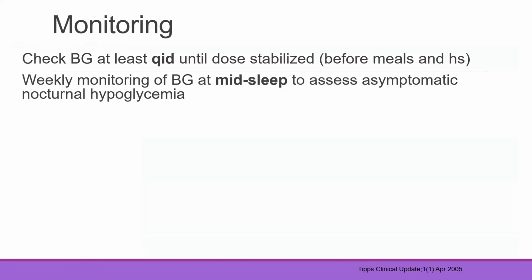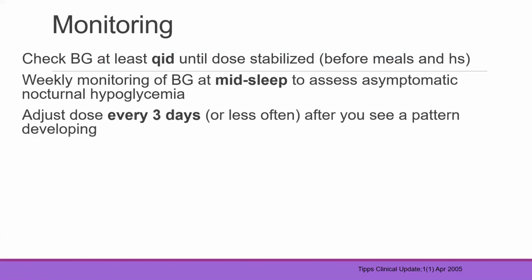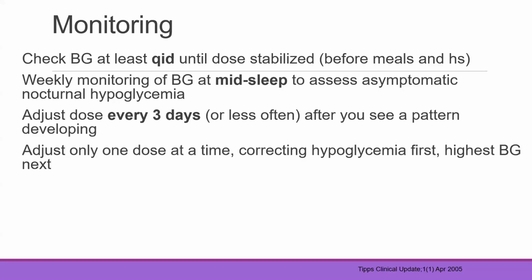it can tell us whether there is any nocturnal hypoglycemia or not, because giving a long-acting insulin can produce nocturnal hypoglycemia. We can adjust the dose every 3 days depending on the situation, or you can adjust the dose every 7 days till you find that there is a pattern developing. Adjust only 1 dose at a time.